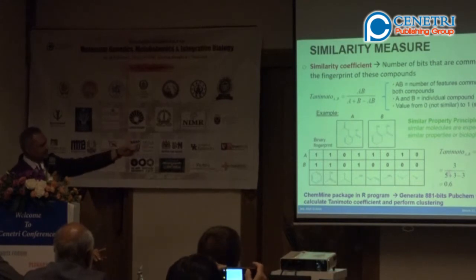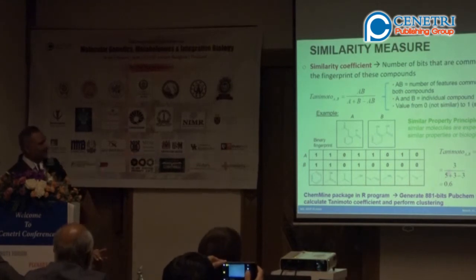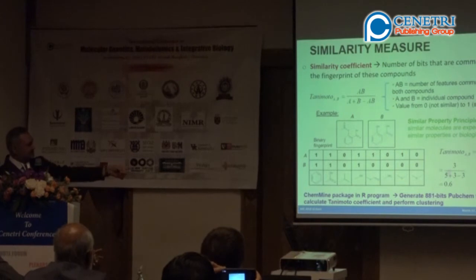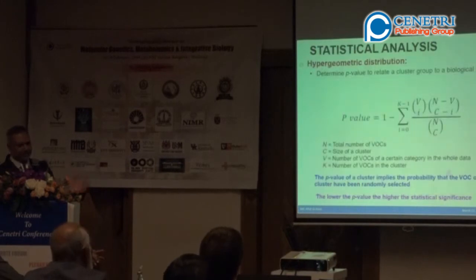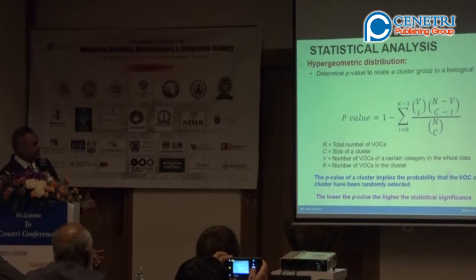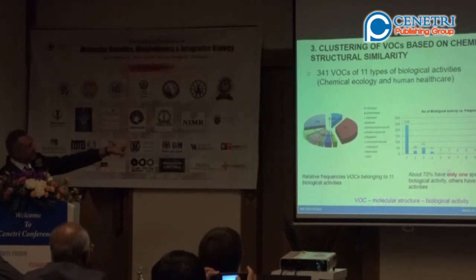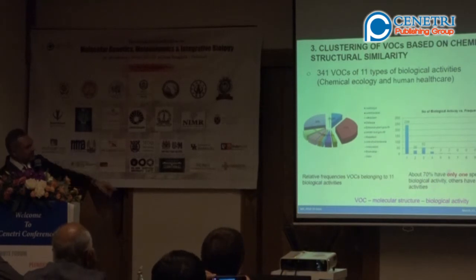For example, between these two chemicals, based on this substructure, if we calculate the similarity, it will be 0.6. And you can do this using the Rcpi R package easily for many chemical compounds by downloading the SDF files from the PubChem database. To determine the richness of similar activity metabolites in each cluster, we use the hypergeometric p-value, which is based on this formula. In this study, we considered only 341 volatile organic compounds for which we know the functions. There are 11 types of biological activity we considered in this research.